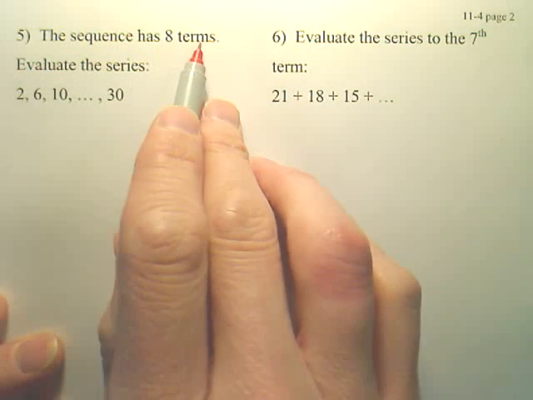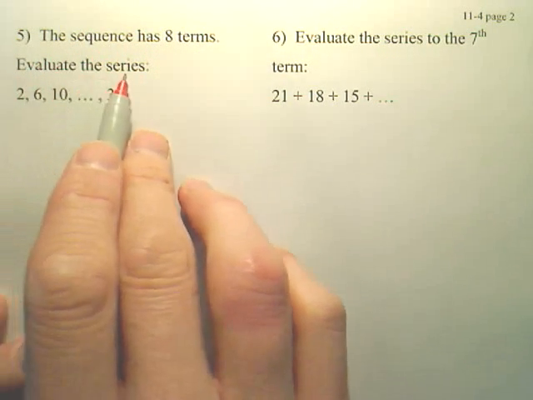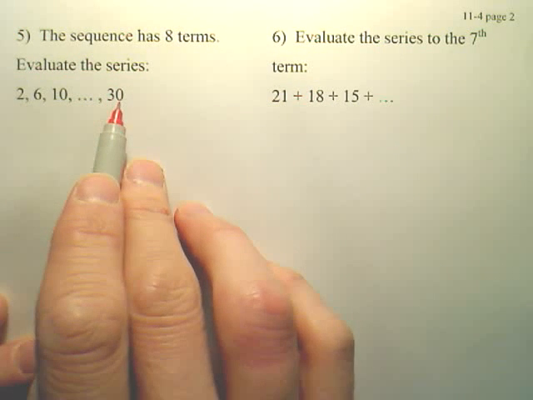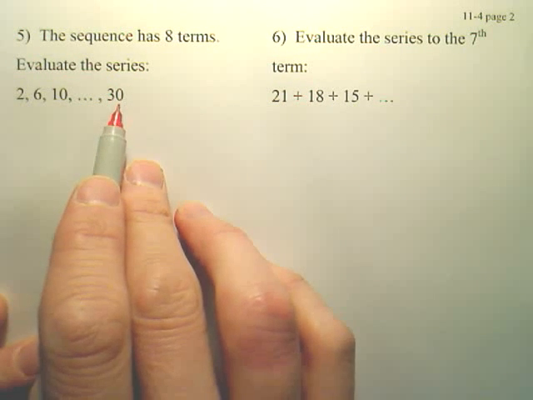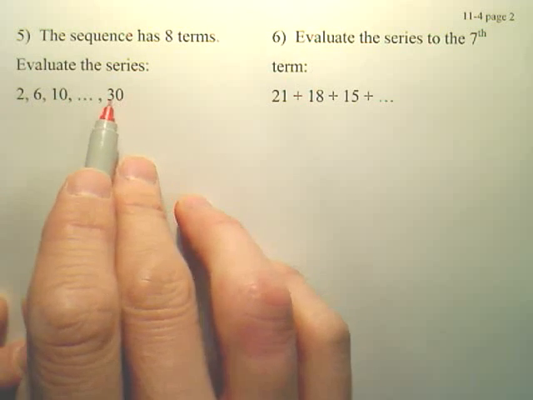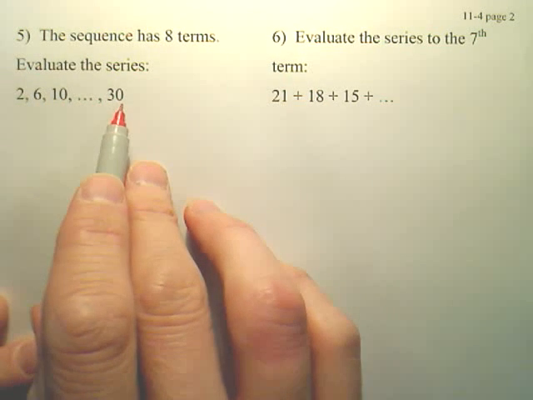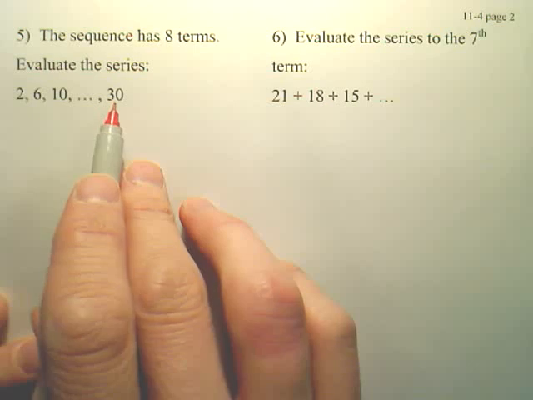The sequence has 8 terms. Evaluate the series. This is a sequence. I want to evaluate the series, meaning I'm going to add all these numbers up. For this pattern, there's 8 numbers that would be here. I want to add all those up.